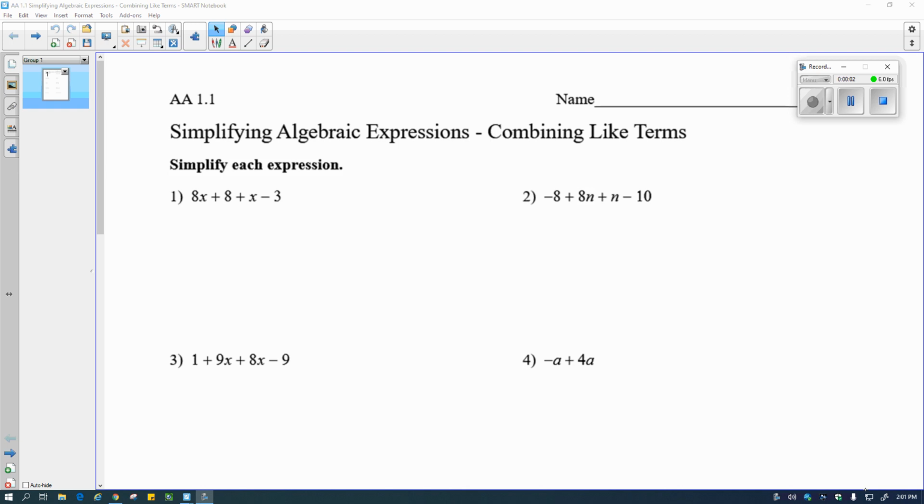Today we're going to run through the evens and then I'll let you do the odds. It's a combining like terms. The first unit that we have here is going to be a little bit of review before we start our new material. So combining like terms, remember what you're looking for is parts that are the same.